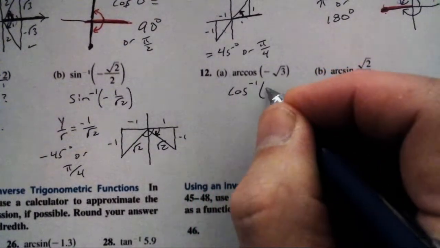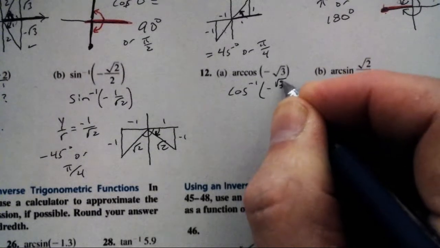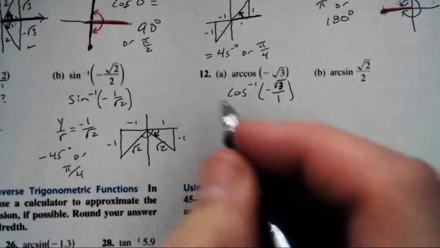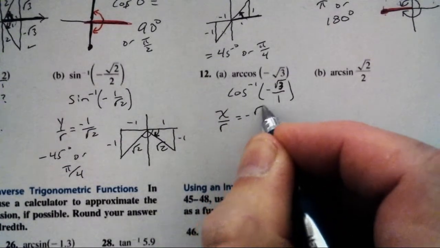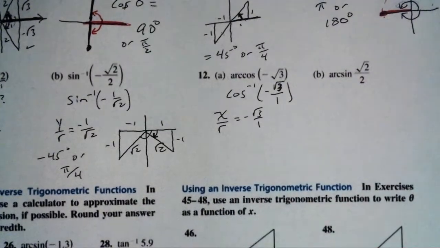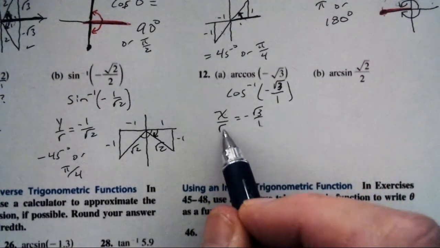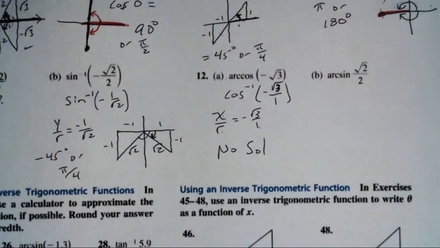Cosine inverse of negative square root of 3 on 1. I want that to be a ratio. What ratio is it? X to r is negative square root of 3 on 1. But once again, this is bigger than this. When is x bigger than r? Never. No solution.